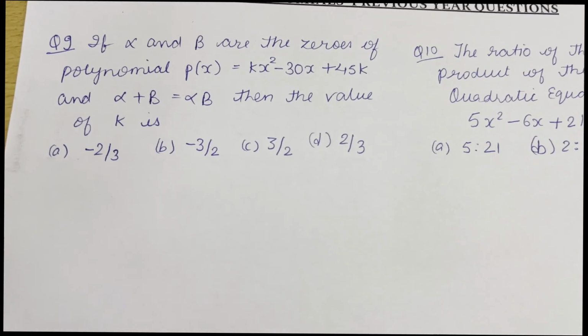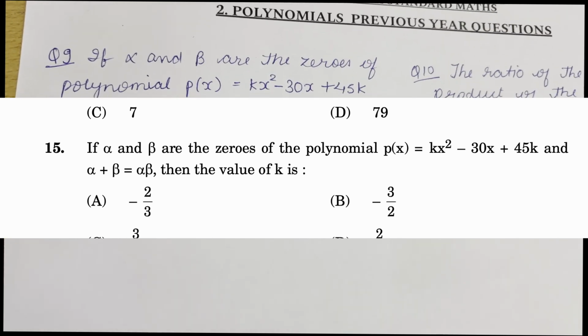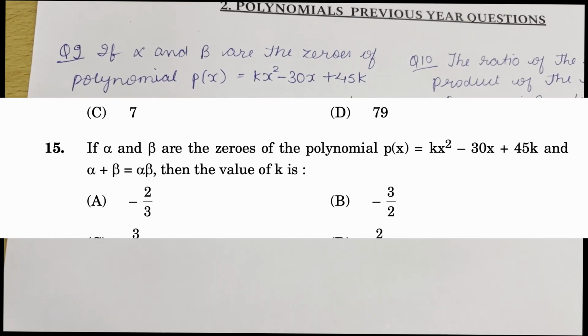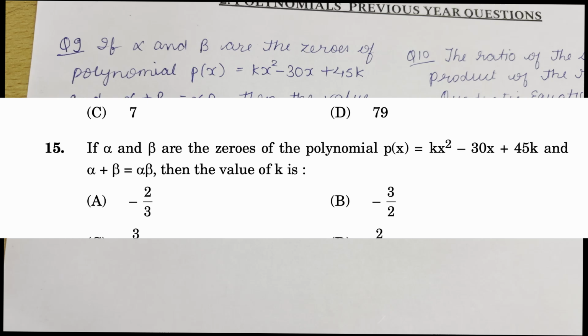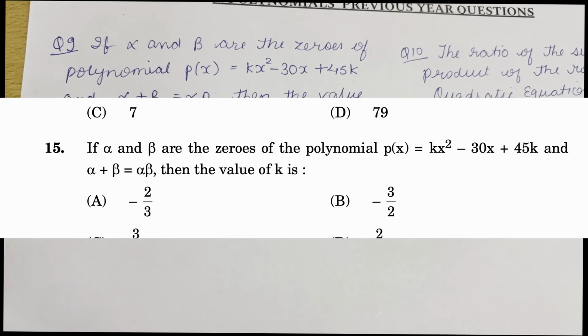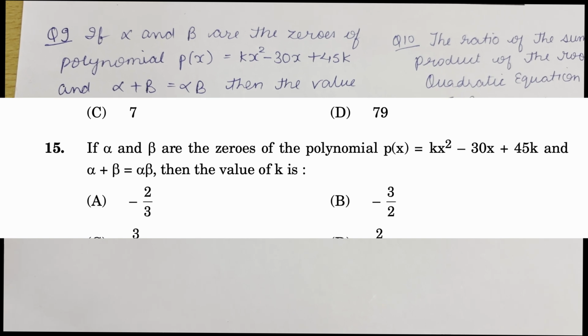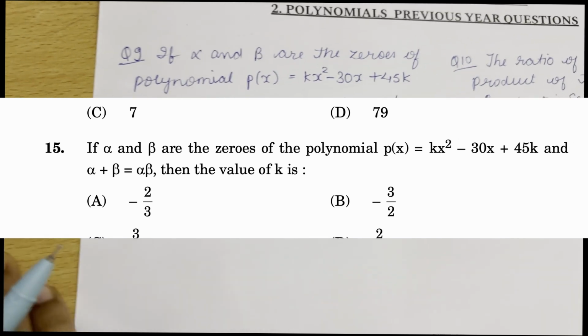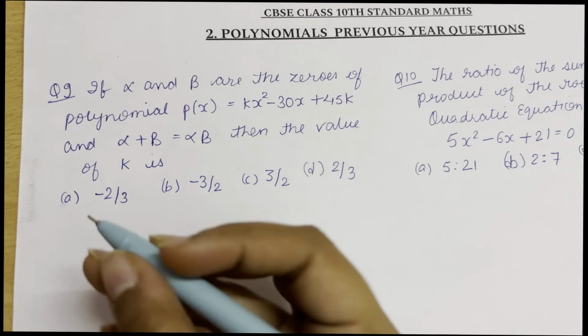The next question is question number 9. The question says that if alpha and beta are the zeros of the polynomial, the polynomial p(x) is given to us as kx square minus 3x plus 45, and alpha plus beta is equal to alpha beta, then we are asked to find the value of k for this question.